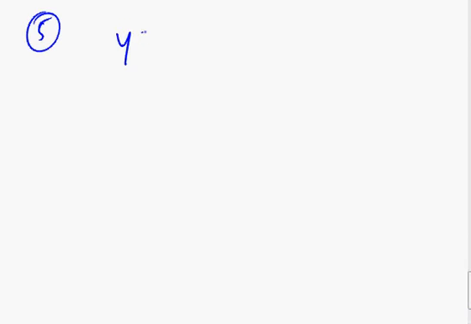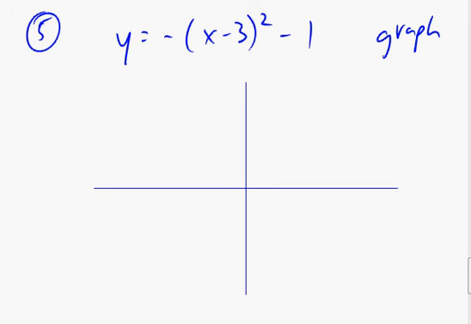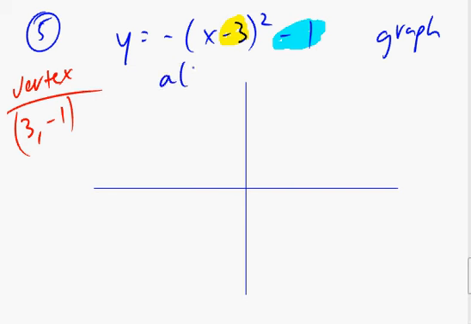Number 5, y equals negative (x minus 3) squared minus 1. You have to graph this. This should go fast because it's in vertex form, not standard form, right? Okay, what's the vertex, Nick? Yes. It's the opposite of this, and it's the same as this, right? All right, so all I got to do is graph this. 3, negative 1. That's there.